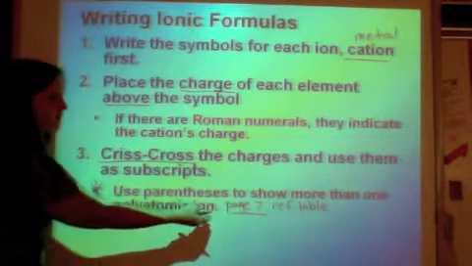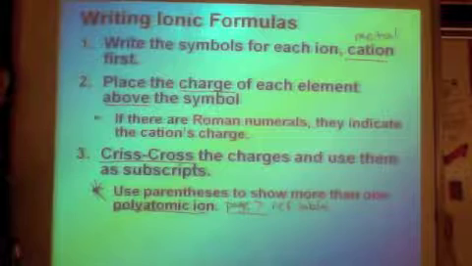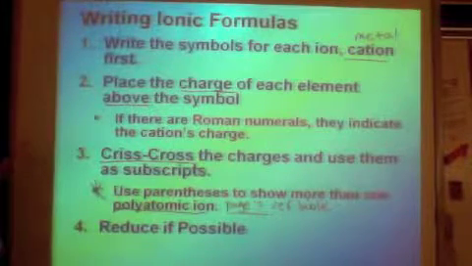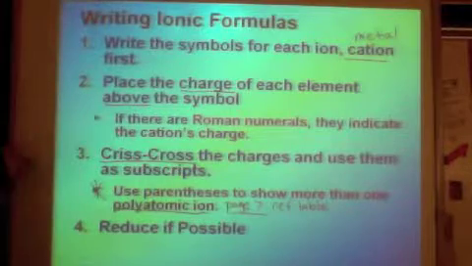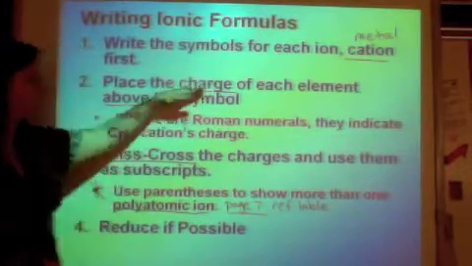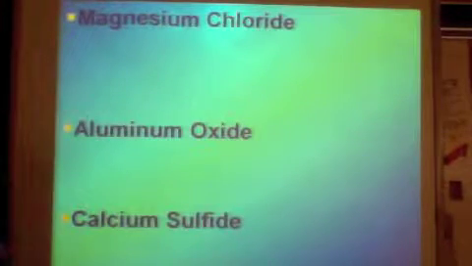Poly means many, so it's a many-atom ion. It's an ion that contains more than one atom in it. And then reduce if possible. So there are 3 main rules, but the 4th one is important as well. So symbol, charge, cross.